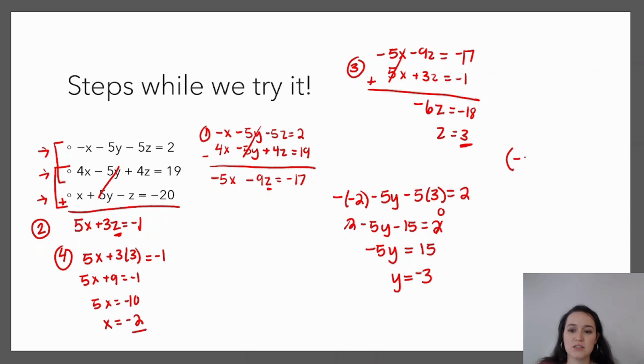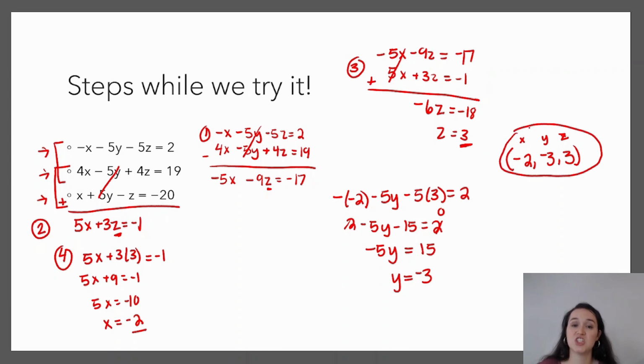So your answer would be -2, -3, and then 3. Usually we put these in alphabetical order, X, Y, Z. And that's your answer. Now to check it, you can plug it back into every single one, X, Y, Z. Make sure you get whatever number's over here.